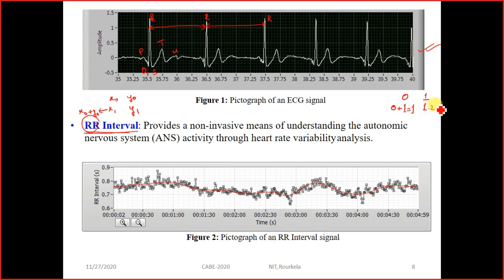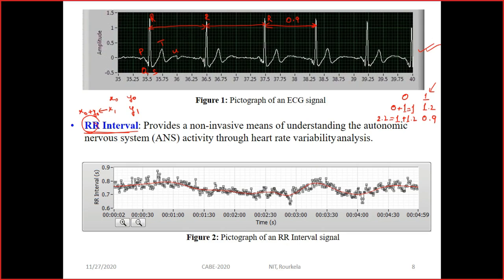Similarly, if you go towards the next one, say this interval is 0.9. So what would the X value be? The X value would be 1, the previous instance, plus 1.2. So this comes out to be 2.2. So at the 2.2 time instance, we have 0.9. This variation between consecutive values is due to the variation between two consecutive R peaks. And why is it coming? This is coming because of the dynamicity of our autonomic nervous system.